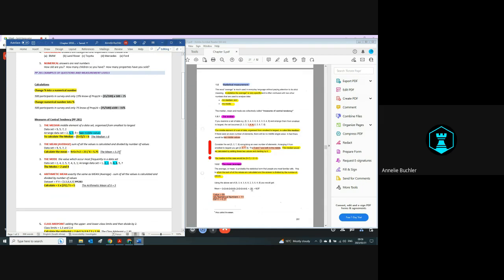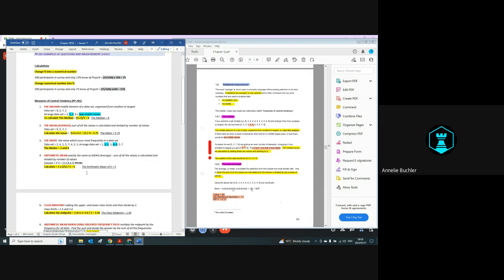And again, don't just answer 5.75. Show the steps, okay? If you want to do the mean, you don't have to organize the data from small to large, but just show how you got to the answer. You show them the calculations.